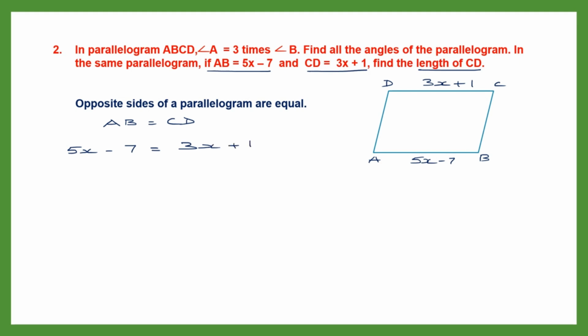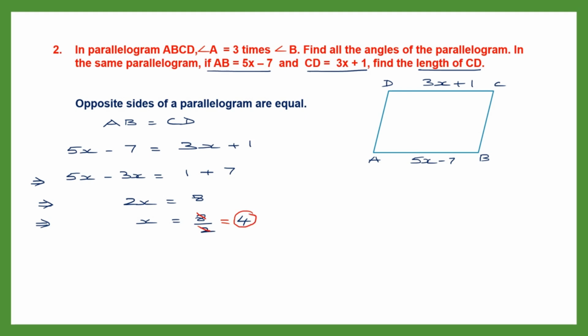Now we can find the value of x first. So let's bring all the x to one side. So 5x minus 3x, and we'll take all the numbers to the other side. I have 1 and minus 7 goes, it becomes plus 7. So here what do we have? We have 2x is equal to 8. Now we can find the value of x. x is equal to 8 divided by 2, and we know 8 divided by 2 is equal to 4. So we have found the value of x.